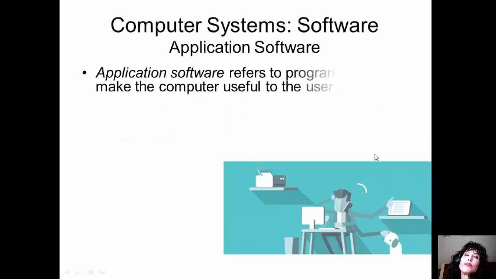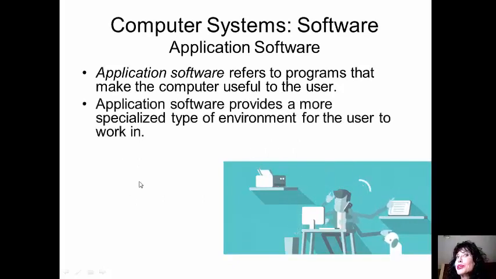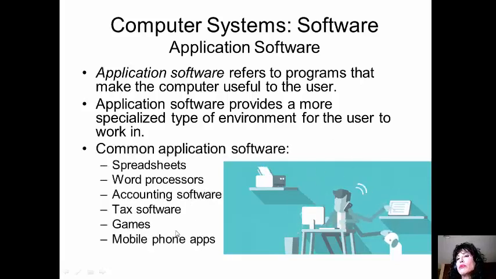And finally, we get to application software, which refers to the programs that make the computer useful to the user. And that's what you're going to be writing. And application software provides a more specialized type of environment for the user to work in. Common applications are spreadsheets, word processors, accounting software, tax software, games, and mobile phone apps.